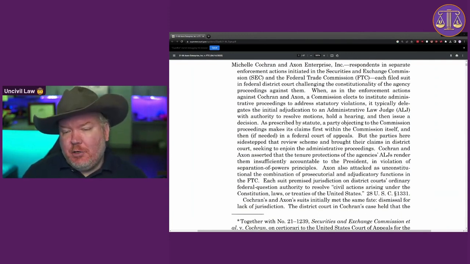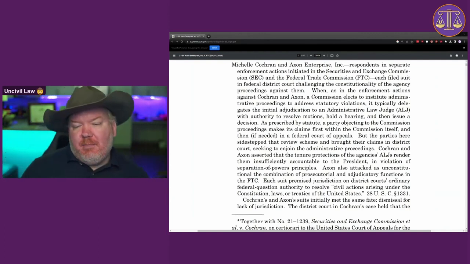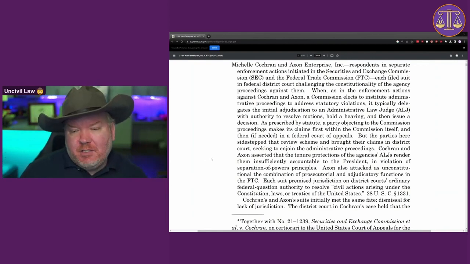As prescribed by statute, a party objecting to the commission proceedings makes his claims within the commission itself, and then, if needed, to the federal courts. But the parties here sidestep that review scheme, bringing their claims in district court, seeking to enjoin the administrative procedures. So the statute says, look, go to the commission, and then whatever happens, go to federal court. But they're like, wait a second, this isn't constitutional. So you have no power. So I don't want to do that. So I want to go directly to court.